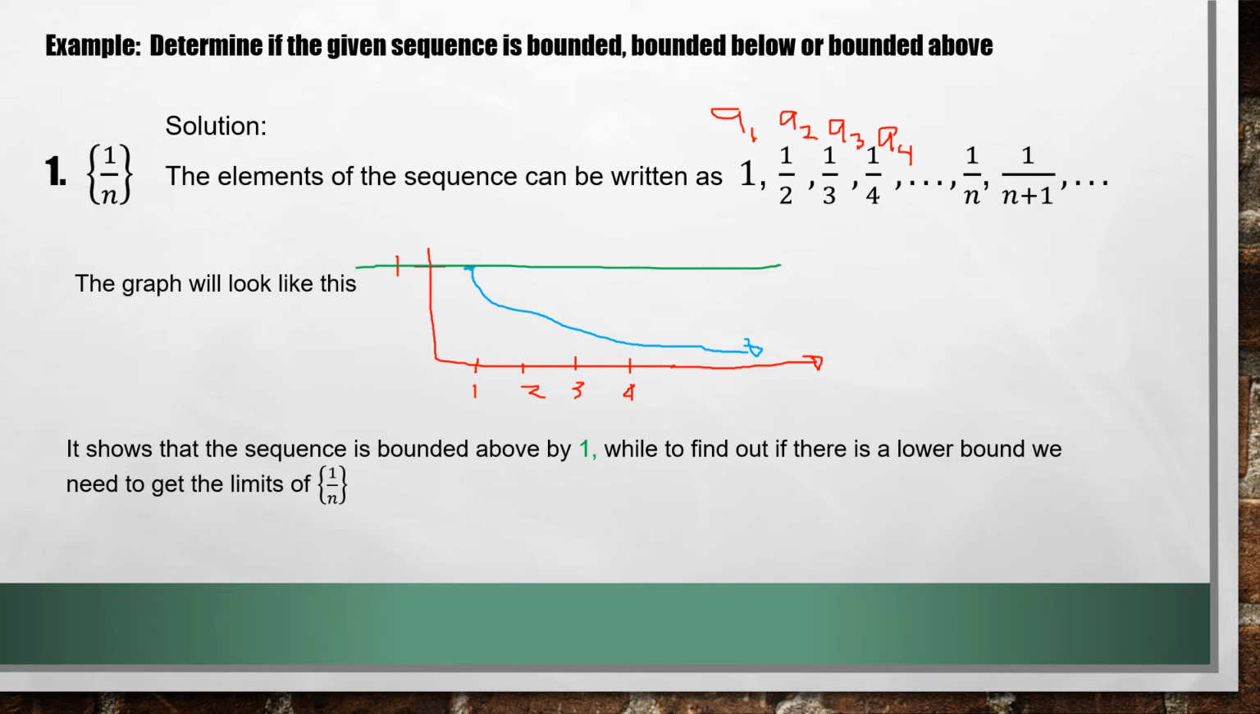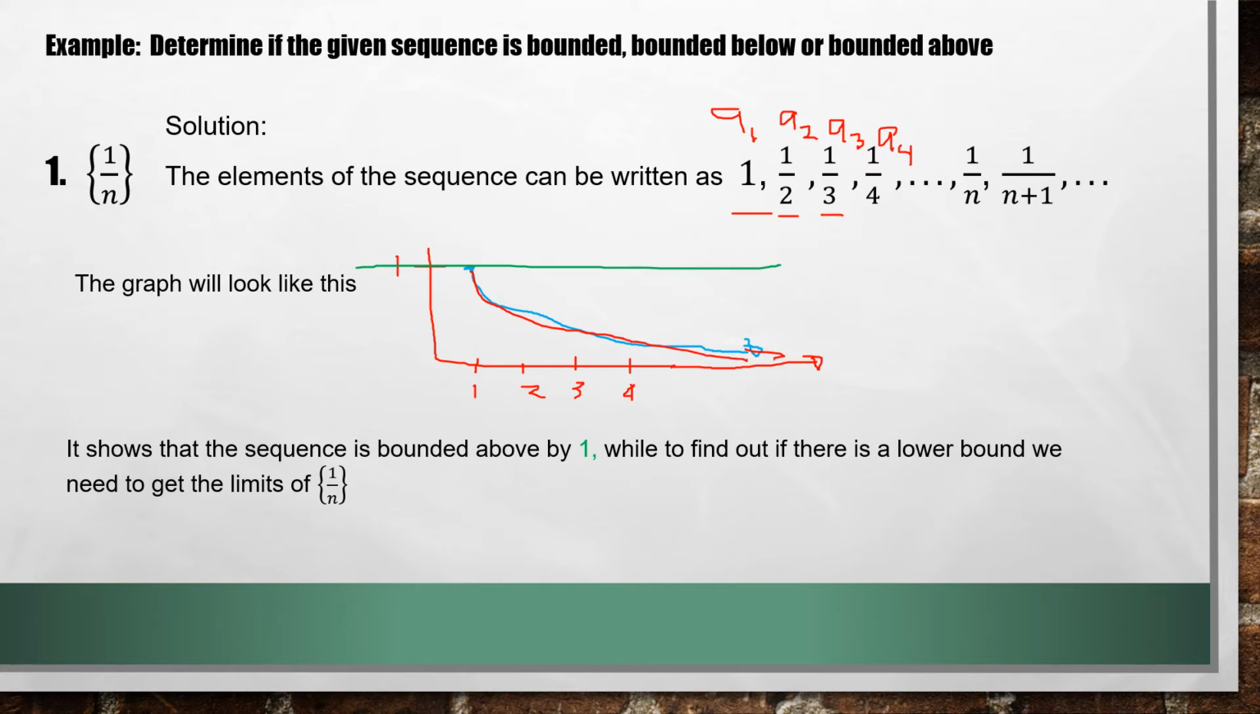If we are going to write the first 4 sequence terms: if n is 1, a sub 1 is 1. If n is 2, a sub 2 is 1/2. If n is 3, a sub 3 is 1/3. If n is 4, a sub 4 is 1/4. Now, the graph will look like this.